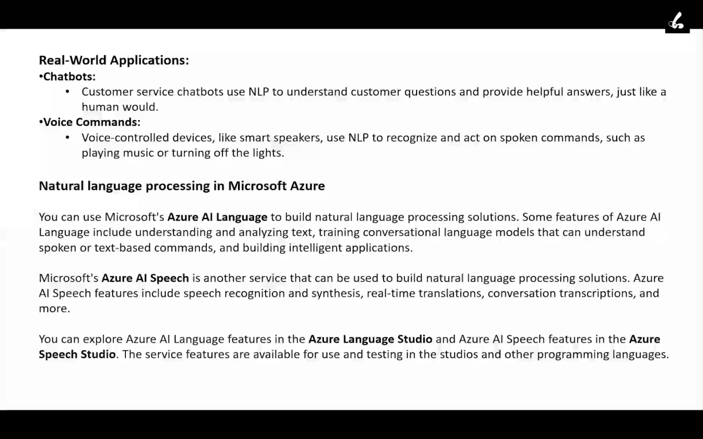And we can explore Azure AI Language features in Azure Language Studio and Azure AI Speech features in Azure Speech Studio. So these are the main two services, Azure Language Studio and the second is Azure Speech Studio. In Azure Language Studio, we get Azure AI Language features, and in Azure Speech Studio we can see Azure AI Speech, and we can explore that. So these service features are available for use and testing in the studios and other programming languages as well, and these are all based on natural language processing.